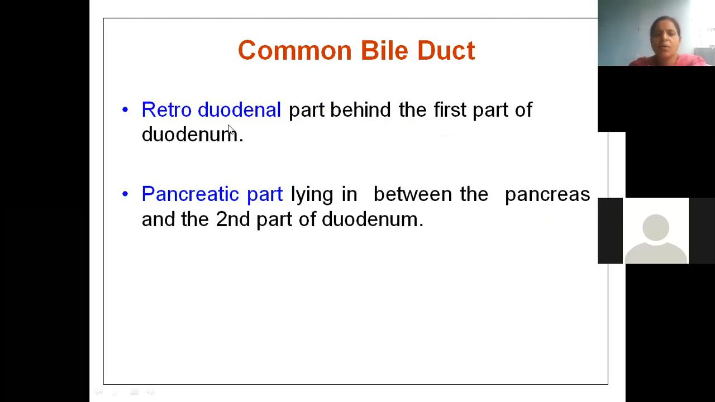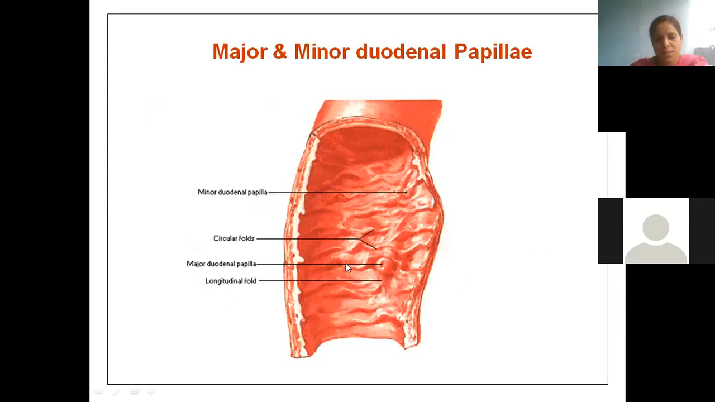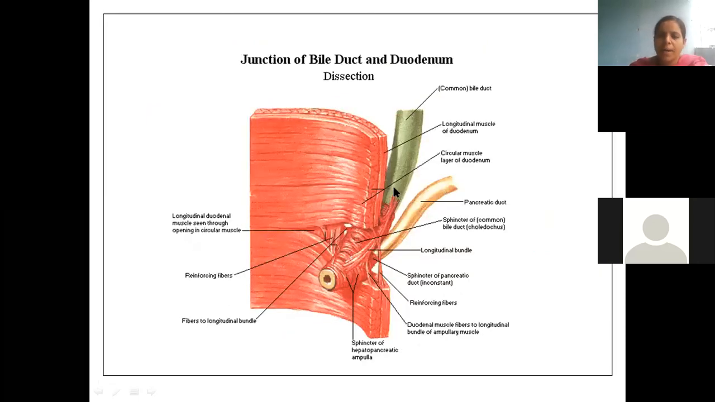Then the retroduodenal part is the second part, which is seen behind the first part of the duodenum. The infraduodenal part enters within the substance of the pancreas, and it moves towards the second part of the duodenum. So this part joins with the pancreatic duct to form the hepatopancreatic ampulla of Vater. This is the common bile duct, this is the pancreatic duct. Both of them join to form the hepatopancreatic ampulla of Vater.